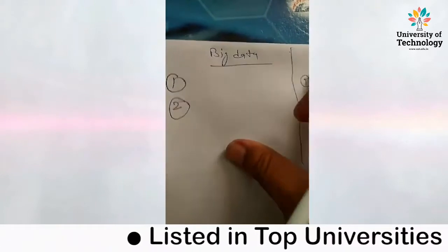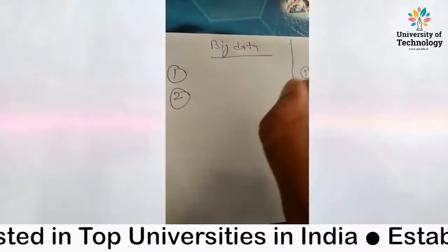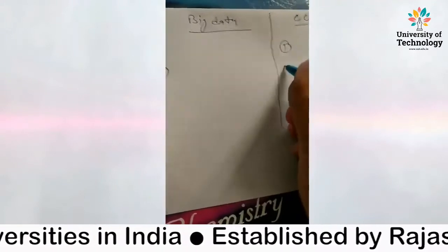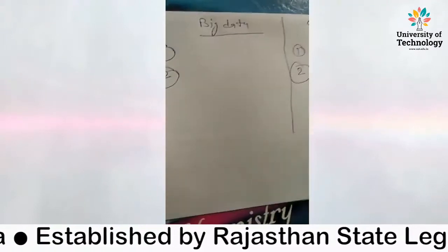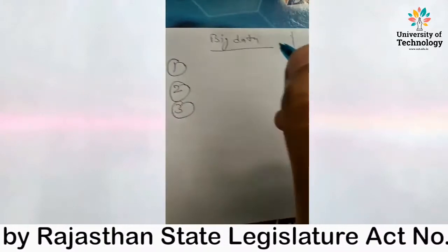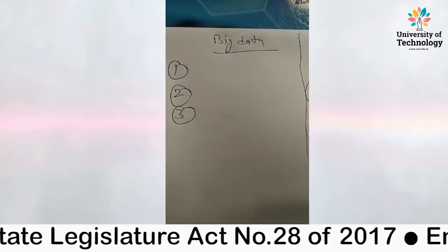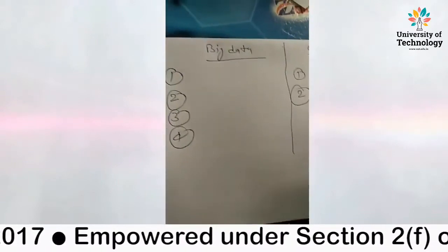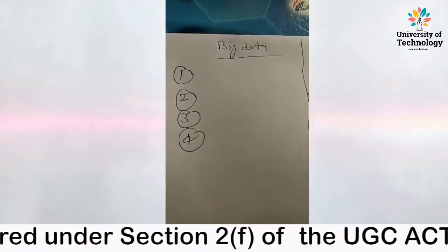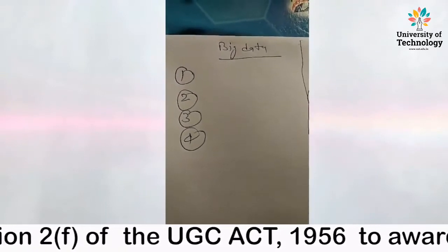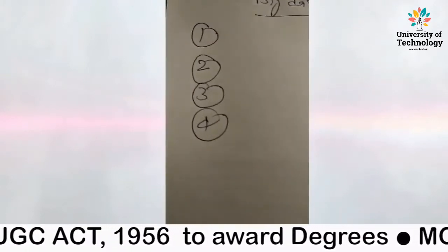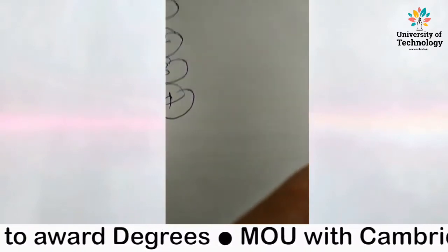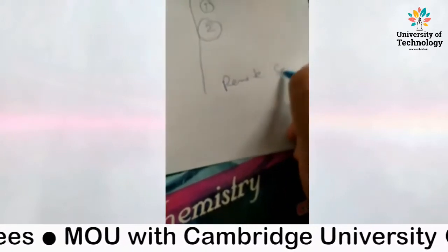Once again, big data is used to describe a large set of data and information. Cloud computing is used to store data and information on remote servers. Third point is that big data includes all types of data that are in different formats. Cloud computing is a new paradigm for computing resources. Fourth point is that big data is used to define a large volume of data. Cloud computing is used to store data on remote servers. Remote servers is very important in cloud computing.